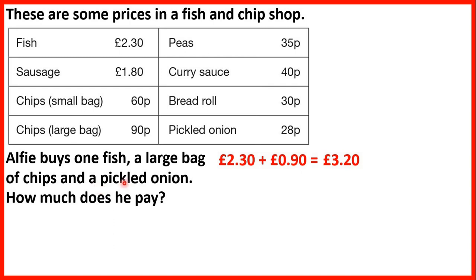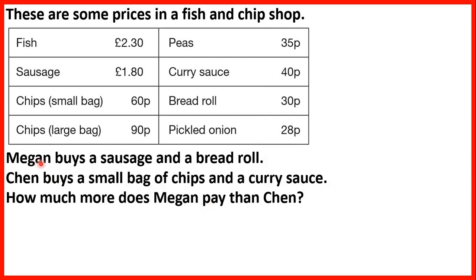He also buys a pickled onion, so we need to add another 28p. So we have £3.20, and if we add another 28 pence, that gives us £3.48. So Alfie pays £3.48.